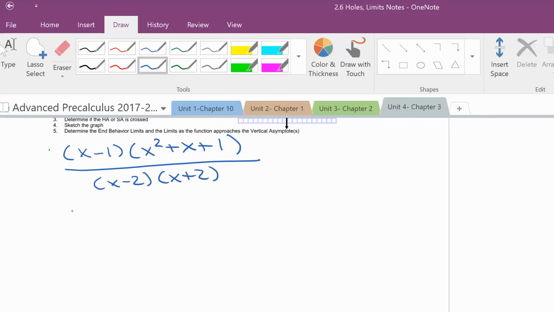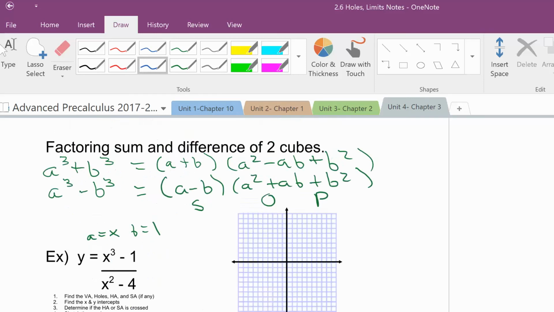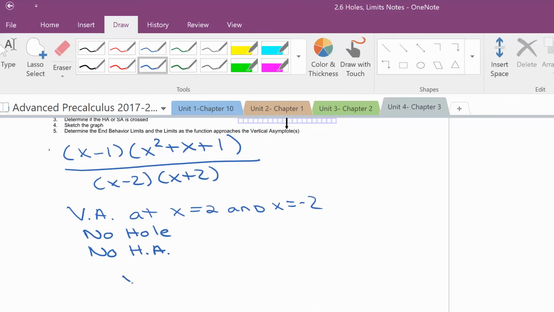So when we do this, the vertical asymptotes are at x equals 2 and x equals negative 2. There is no hole since you didn't cancel anything out. There's no horizontal asymptote. So there's a slant asymptote because the degree of the numerator is bigger than the denominator by 1. So that means you got to do long division, which means x squared, now there's 0x minus 4, and then there's x to the third plus 0x squared plus 0x minus 1.